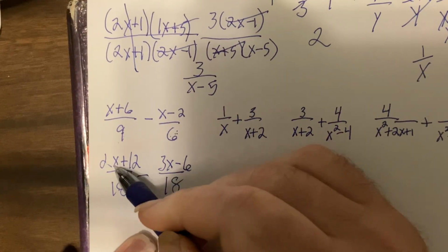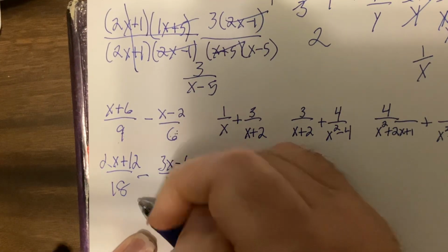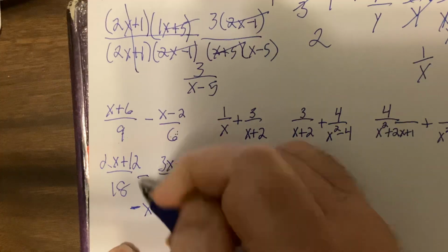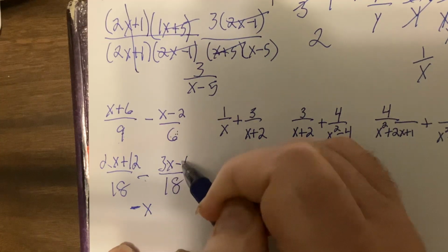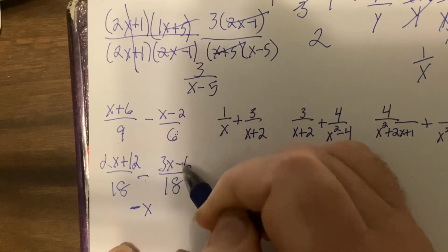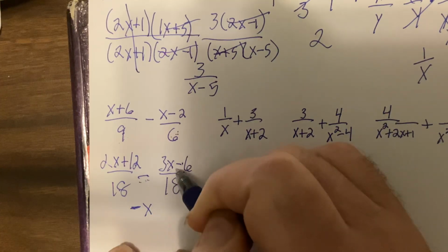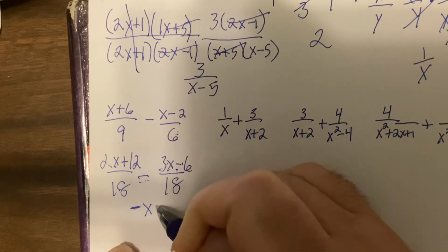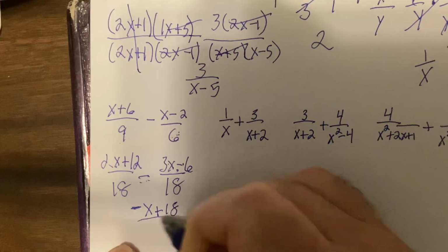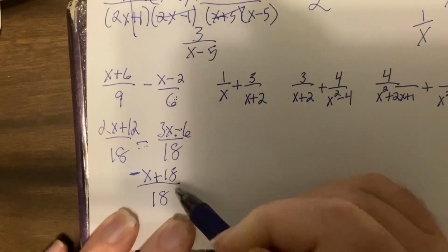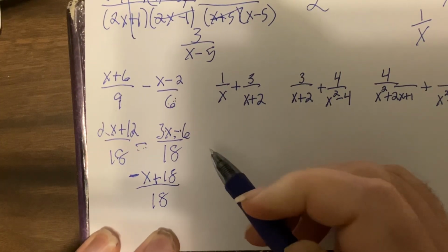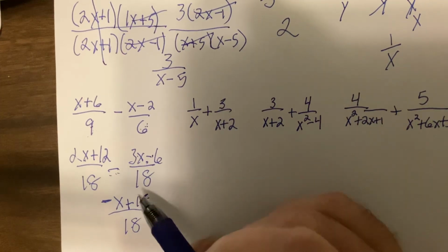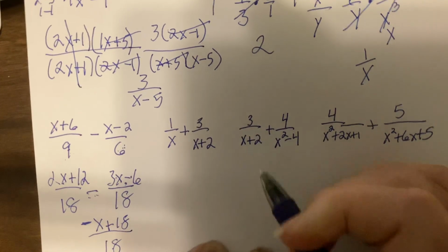So I'd have 2x minus 3x is minus x. 12 minus a minus 6 would be 12 plus 6. Two negatives make a positive when they're in a row. So it'd be plus 18 all over 18. Now, you're going to want to cancel these two, but no, you cannot do that. It's got to be a product to be able to cancel it.